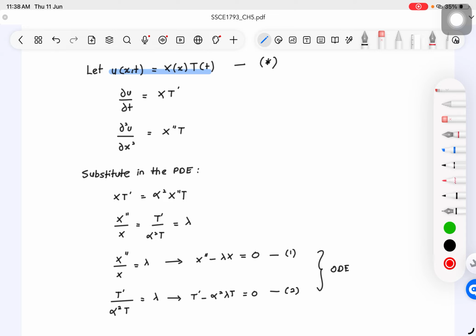The first equation is X double prime over X equal to lambda, so we make it equal to 0 and get this as our first ODE. Then the second equation is T prime over alpha squared T equal to lambda. Make this equal to 0, and we get this as our second equation. So here we have two ODEs: the first one is for X, and the second one is for T.